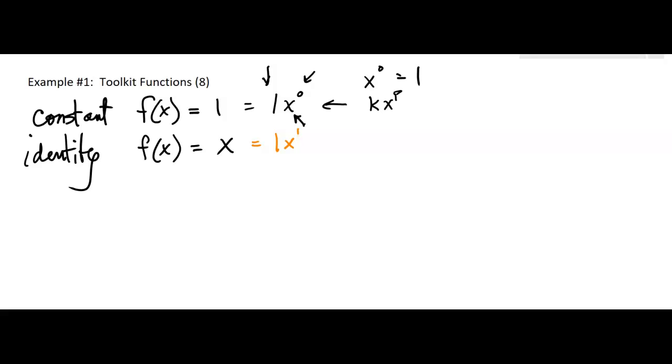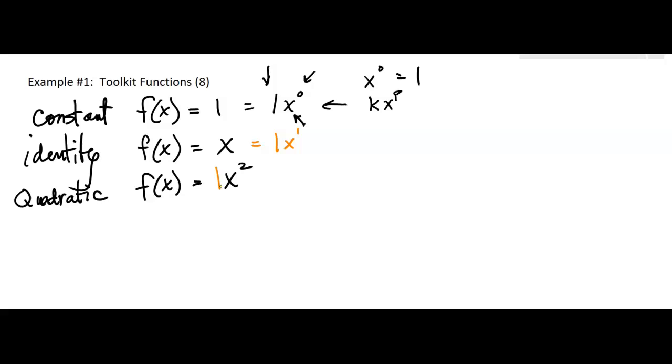Okay. So what's our next function in the toolkit? I think we usually do the quadratic one next. Quadratic. And so that says f of x equals x squared. Coefficient is 1, and power is 2, right? So you can put it in that form, k times x to the p. K and p are both real numbers. So far, these are all power functions.